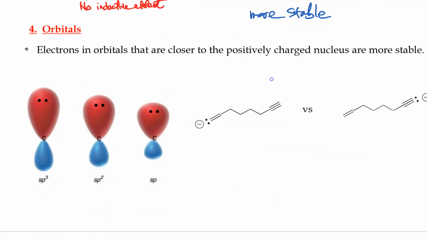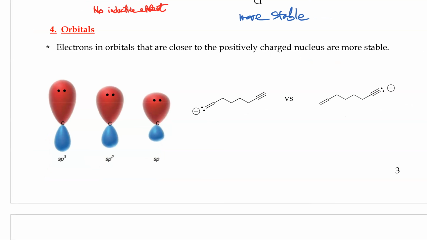And lastly, the orbital. Depending on which orbital the electron is located in, it can have different stability. The reason is that different orbitals have different size and shape, and the electron located in them can also be different. So electrons in orbitals that are closer to the positively charged nucleus are more stable.